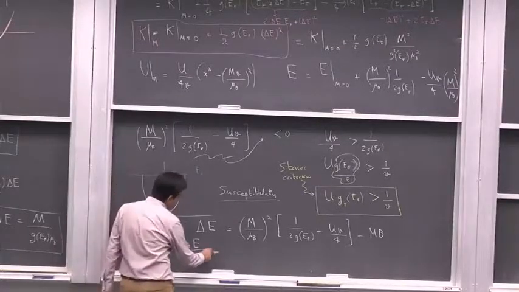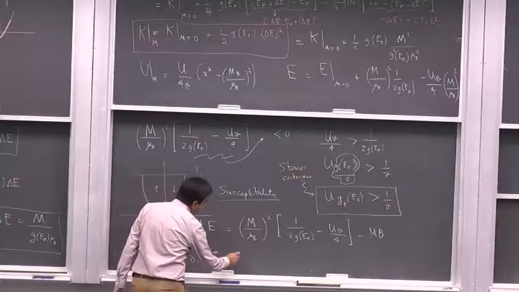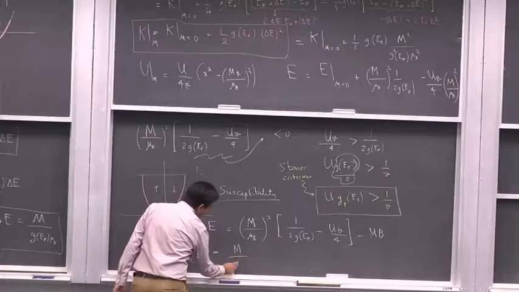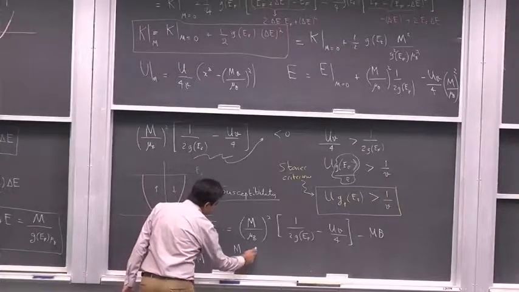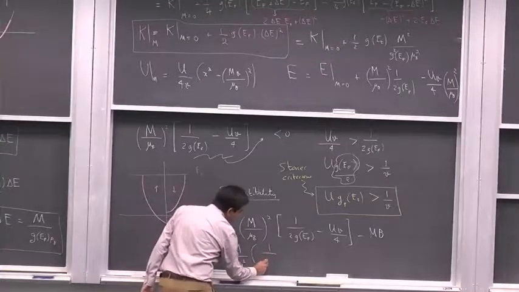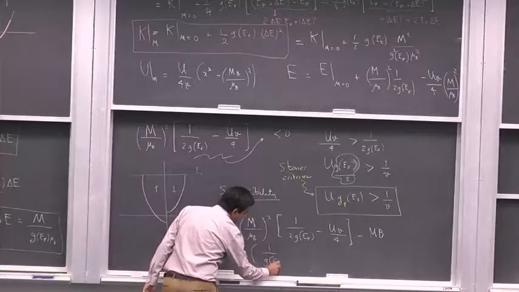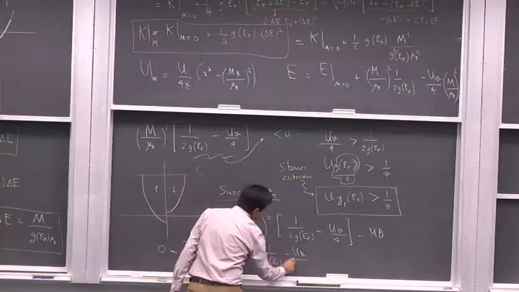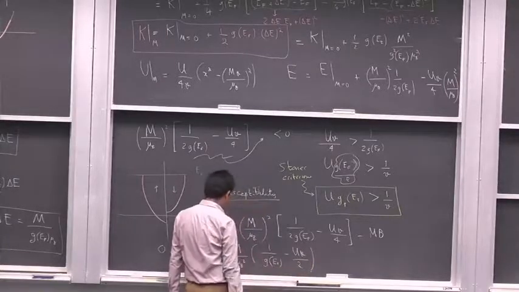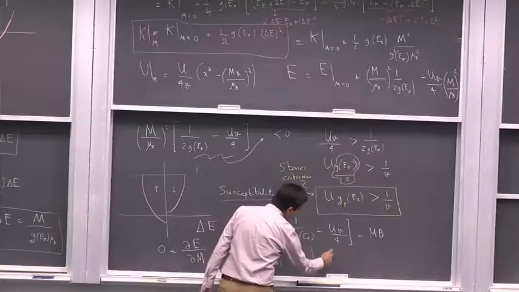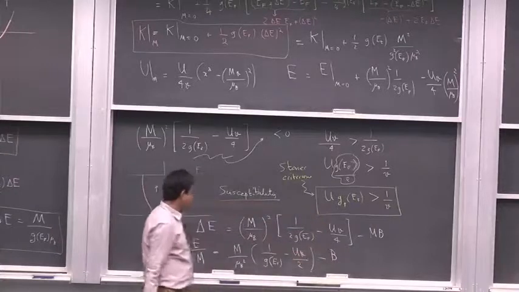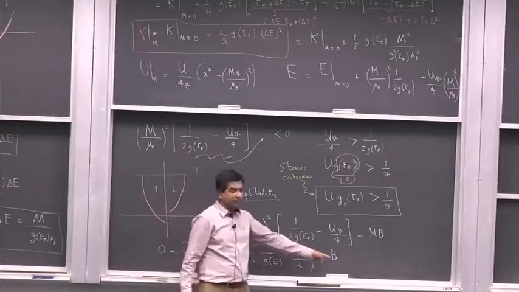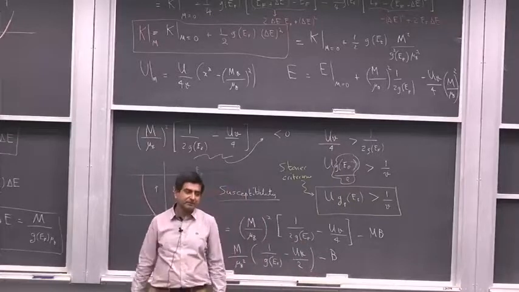This will give us, if I differentiate, M mu B squared 1 over GEF minus UV over 2 minus B. Now, if all of this is equal to 0, I can find out how the magnetization depends upon B, and that is going to give me the susceptibility.